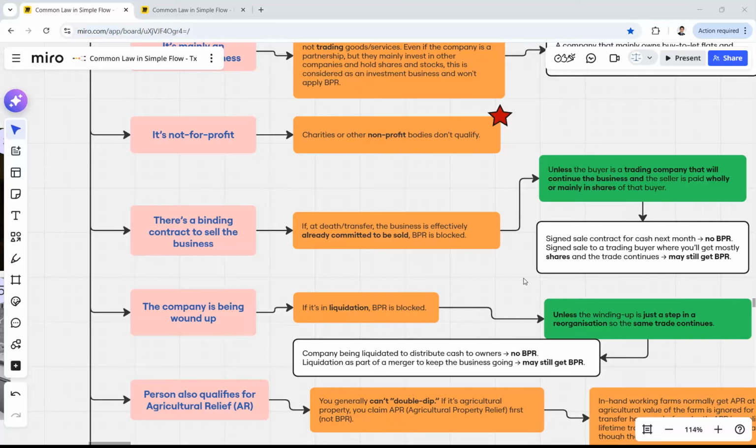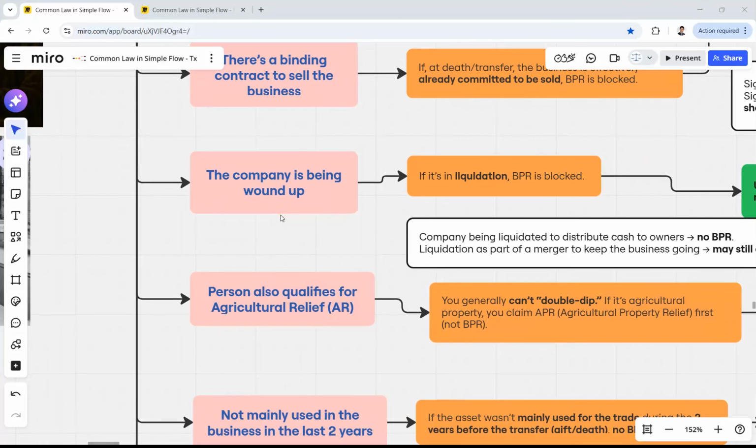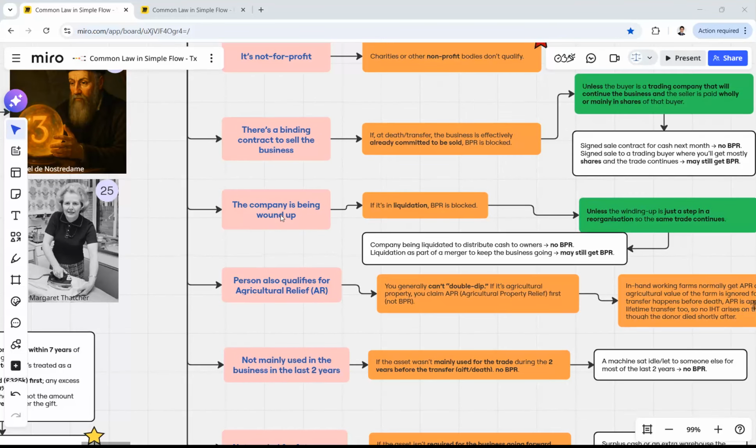And then you will get your 100% relief because it was your limited business. Okay, there are still many points to cover.